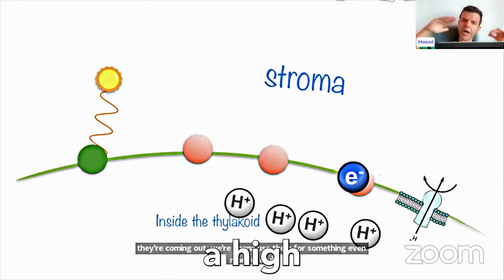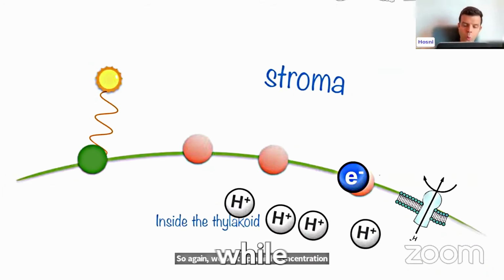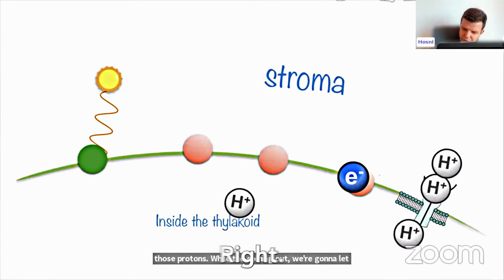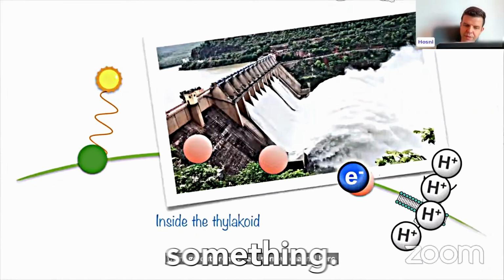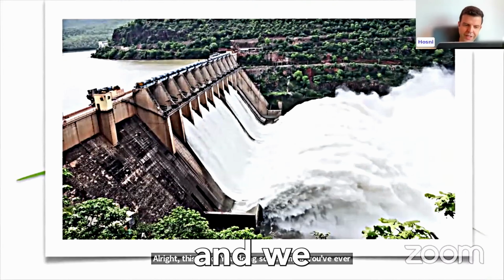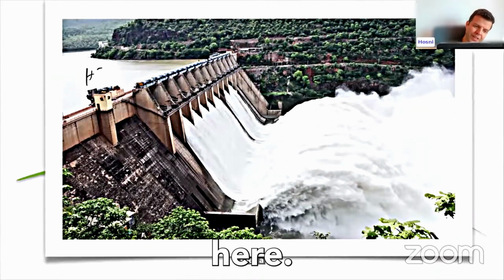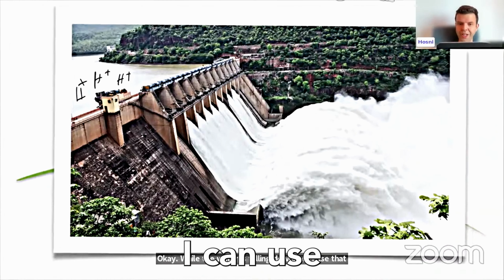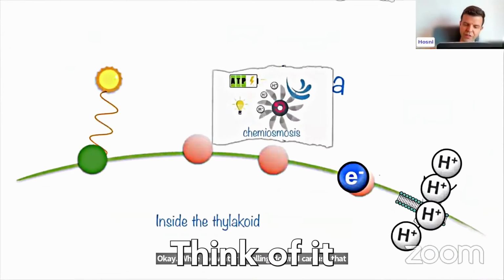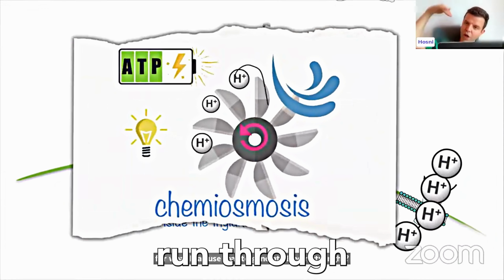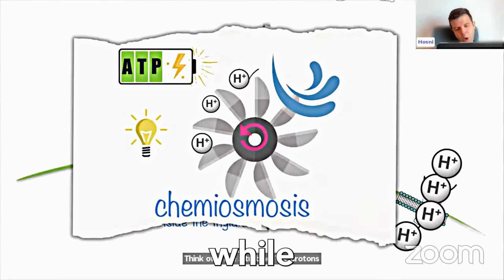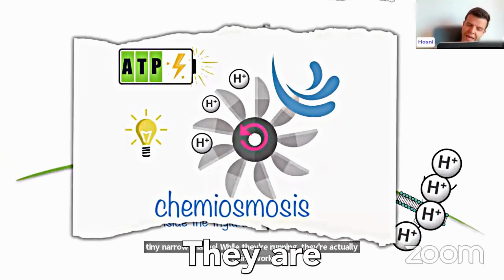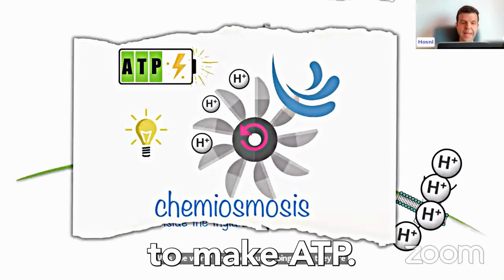So again, we built up a high concentration gradient of those protons. While they're coming out, we're going to let them go out through a very narrow channel here, right? This is like, if you've ever seen a dam, we accumulate the water here, okay? While the water is falling down, what can I use that for? I can use that to generate electricity, right? Think of it like a turbine. The protons run through this tiny, narrow channel. While they're running, they're actually doing work. What is the work they're doing here? They are actually used to make ATP.